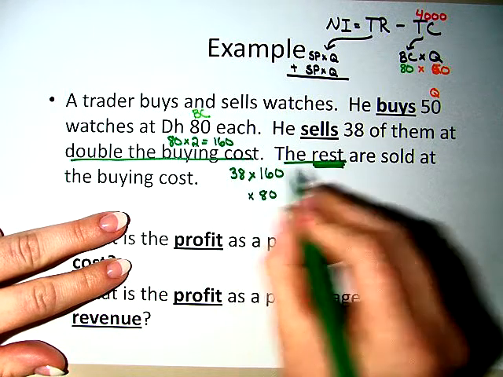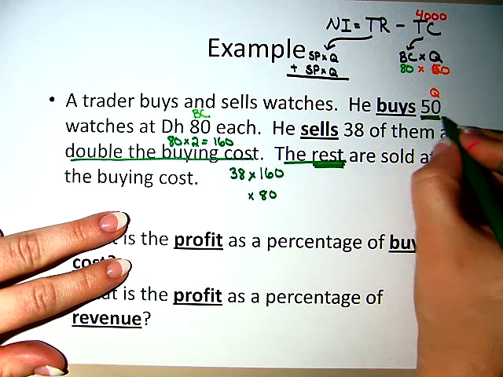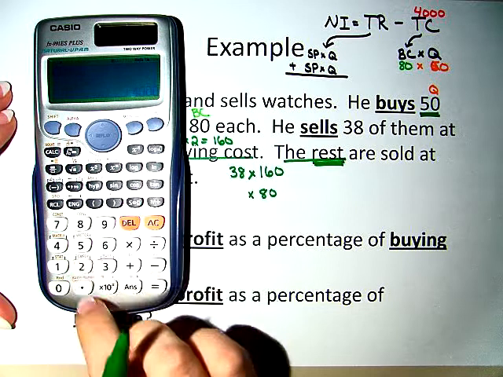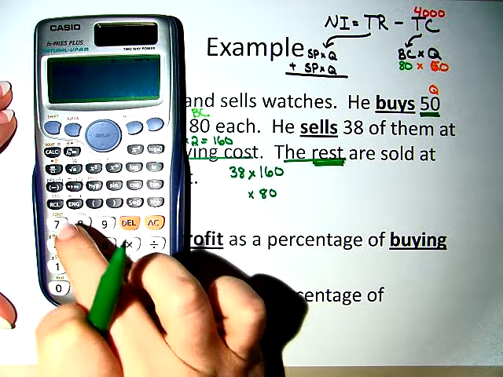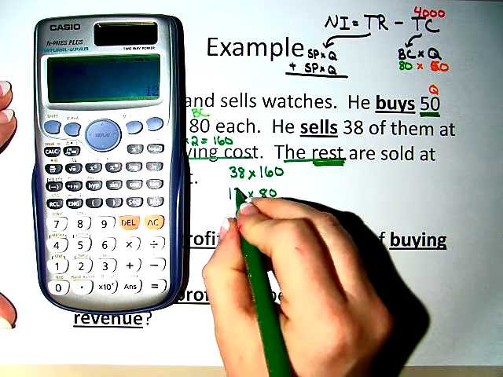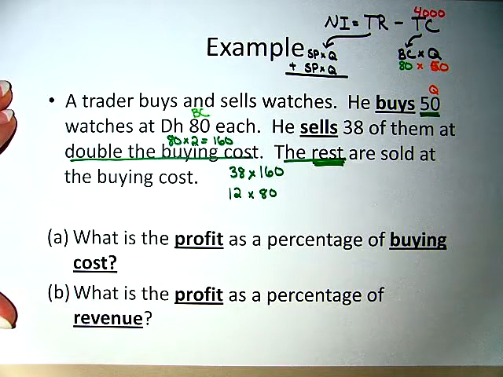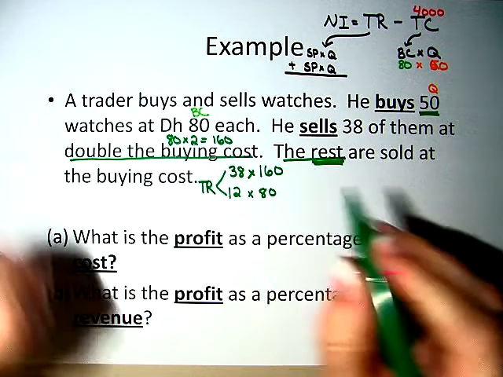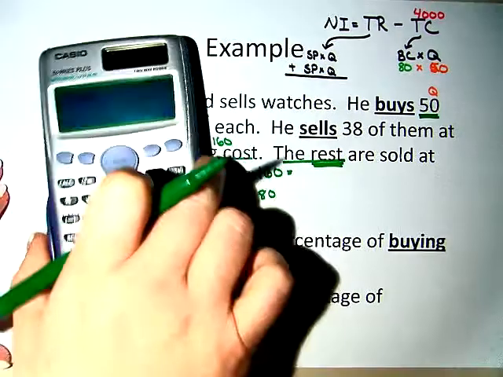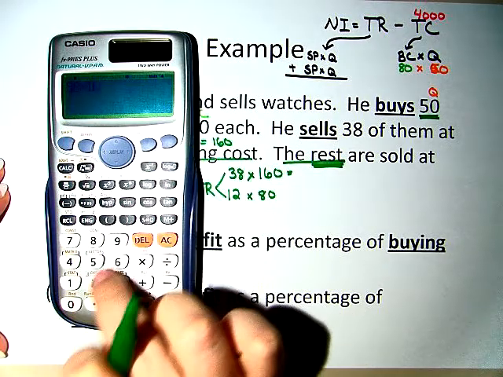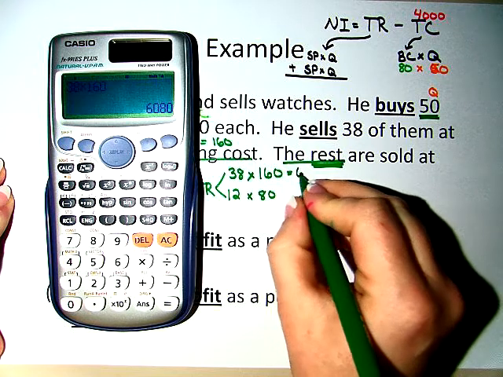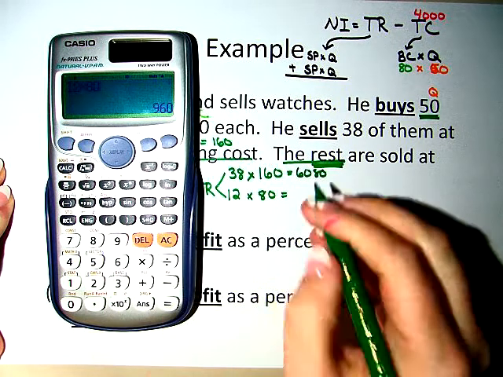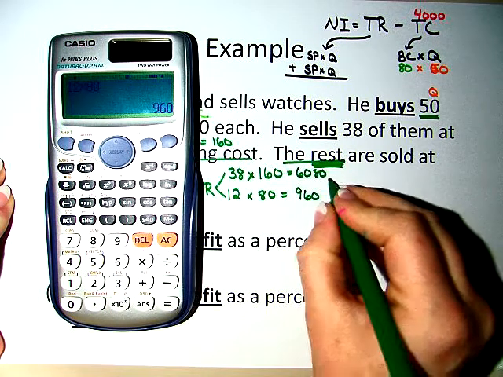But how many are the rest? If he bought 50 of them and we've sold 38, well, let me see what would happen. If we have 50 and 38 are gone, that means that we have 12 that are left. So my total revenue is both of these together. So 38 times 160, which is 6,080, and 12 times 80, which is 960.